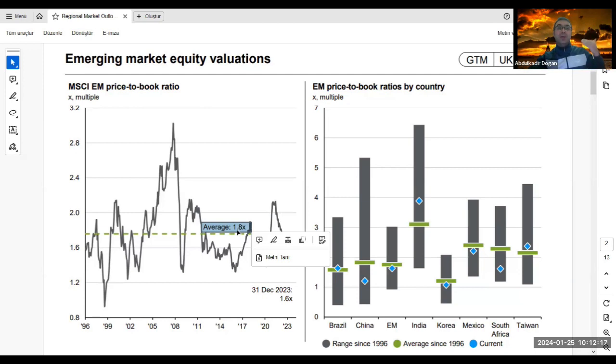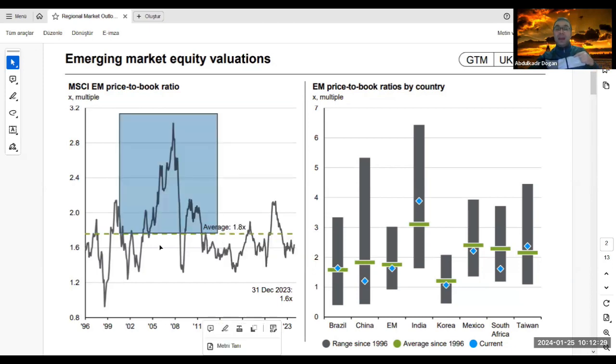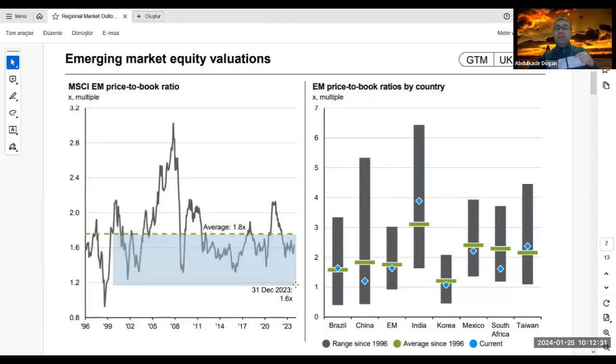So any value above this average line, if there is a supply or demand side shock, it's not important. Any deviation from this average line is showing how expensive it is, and any deviation from the bottom line is showing how cheap it is. So if I am here, it means the MSCI EM is cheaper. And if I am here, it means the MSCI Emerging Market Index is expensive, so I will not buy anything from the emerging market economies.